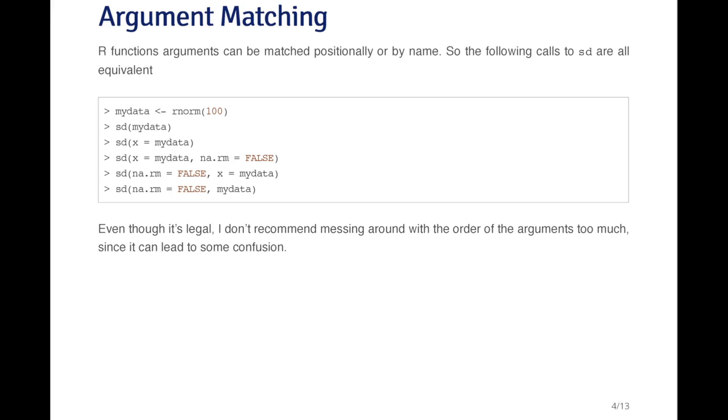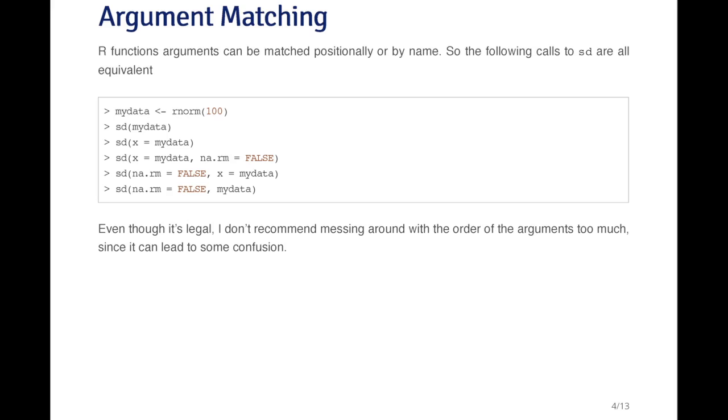I'm going to say x equals my data and na.rm equals FALSE. That calculates the same thing as before. Now when I name the arguments, I don't have to put them in any special order. For example, I could reverse the order of the arguments here, say na.rm equals FALSE first, and then say x equals my data second, and that'll produce exactly the same results because I've named the arguments. Now what happens if I name one argument and don't name the other?